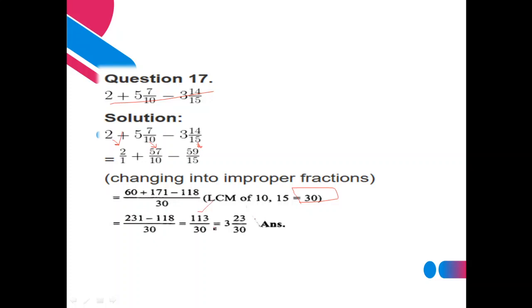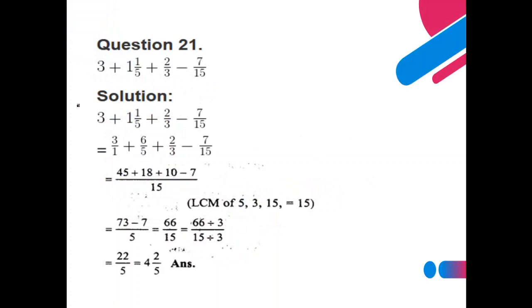we get the answer 113 upon 30. It will be converted into a mixed fraction. So we are getting 3 and 23 upon 30. Now we will move to the next question.